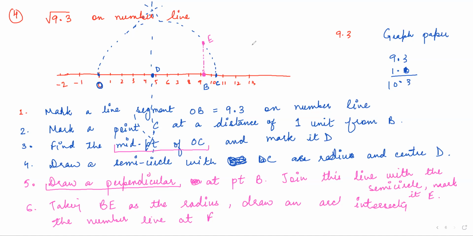Now place your compass here at B, right? With this distance, like BE, you make a cut somewhere here on the number line. Let's say this is your cut. So you get a point here. Is that okay? So from B till this point, this distance is actually your under root 9.3 distance. So BF is under root 9.3. Please write it down. Just give me 1 minute.